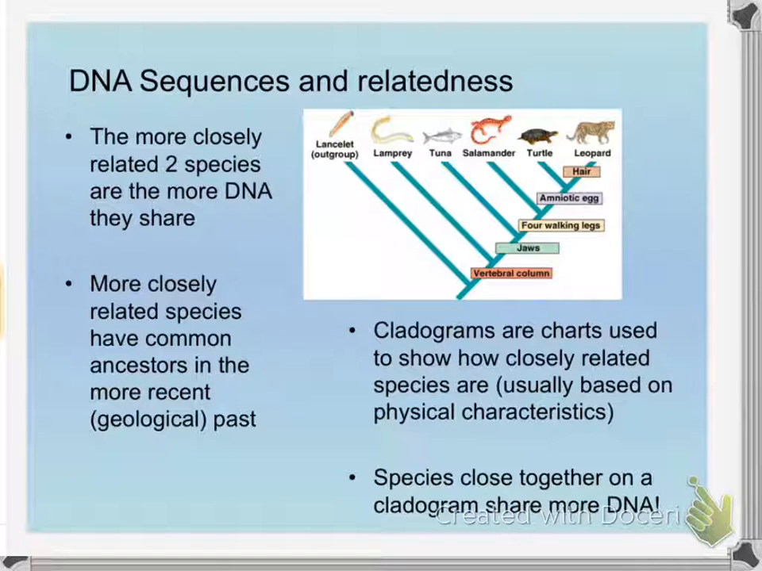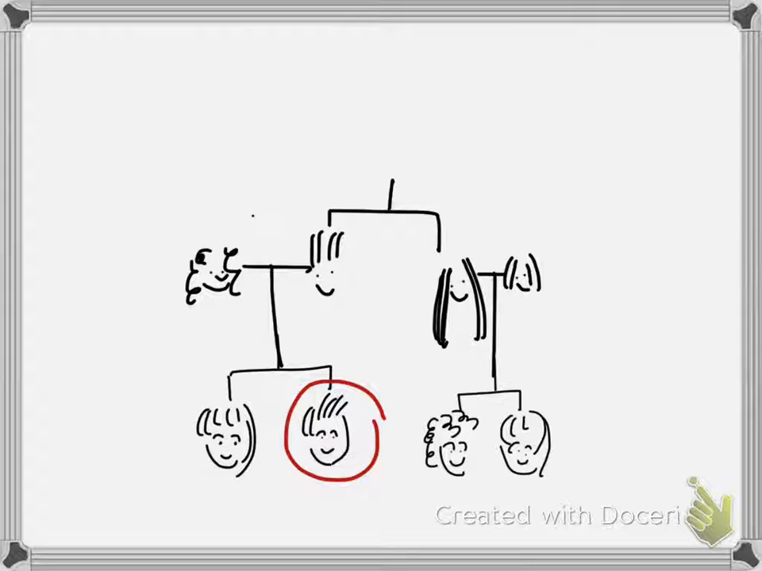The more closely related two species are, the more DNA they have in common. Because the more closely related they are, the more recently they have a common ancestor in the past. So let's talk about your family. Okay, so we're going to say this is you. These two are siblings.